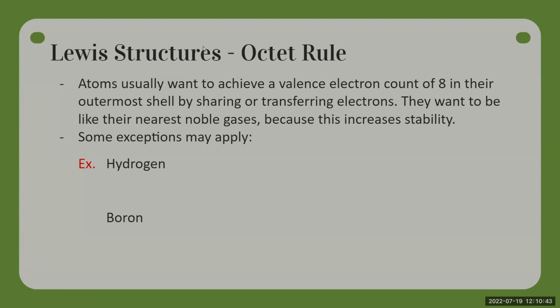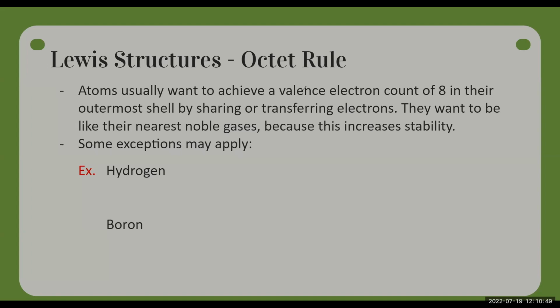All right, moving on, we have the octet rule. The octet rule states that atoms usually want to achieve a valence electron count of 8 in their outermost shell. They can do this by either sharing or transferring their electrons, that is, through covalent bonds or ionic bonding. They want to be like their nearest noble gases, because having a filled octet greatly increases the stability of the atom.